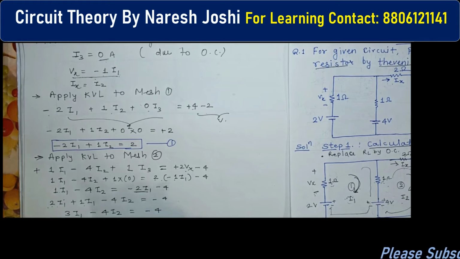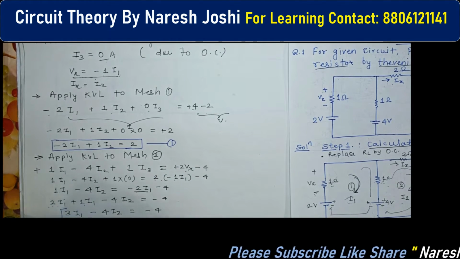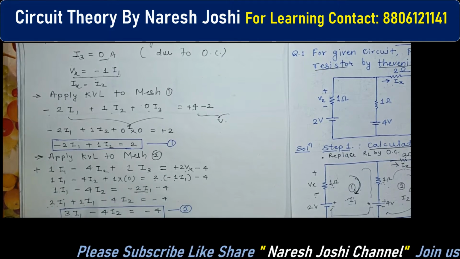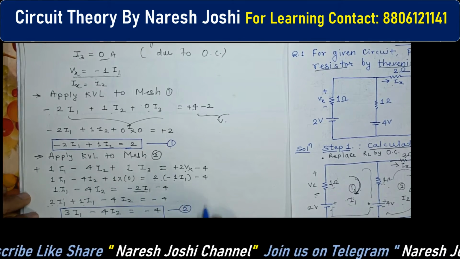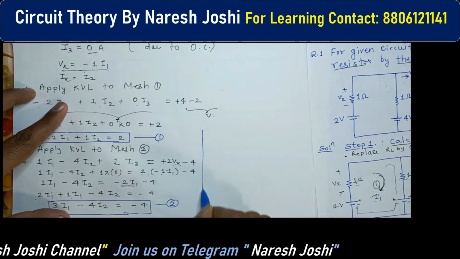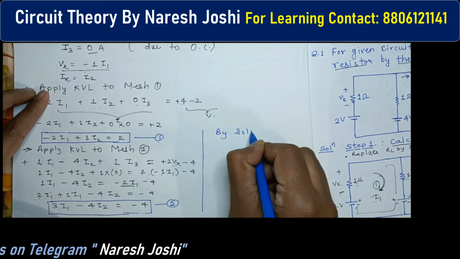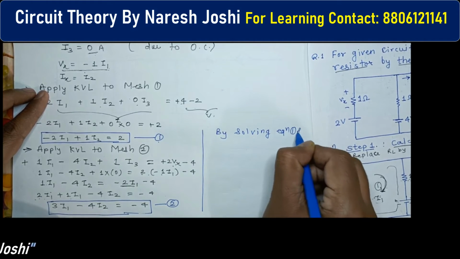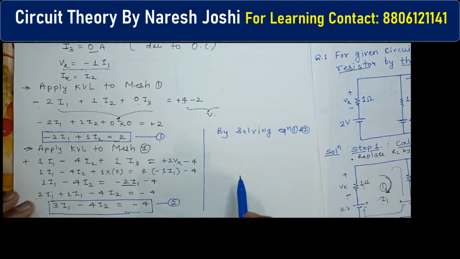Clear? And this is our equation number 2. This is equation 1, so this becomes equation number 2. Clear? So this is equation number 2. Next we have to solve equation 1 and 2. So here I will write, by solving equation 1 and 2. I have already solved. You can solve by using the calculator.